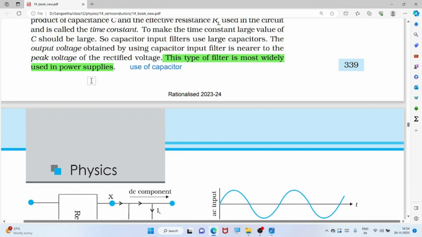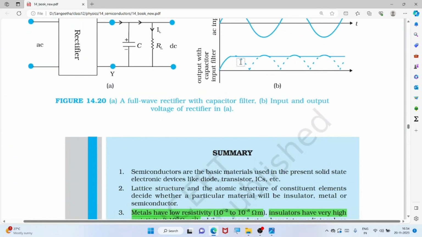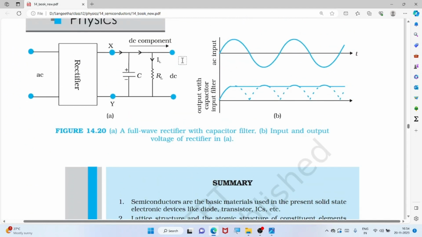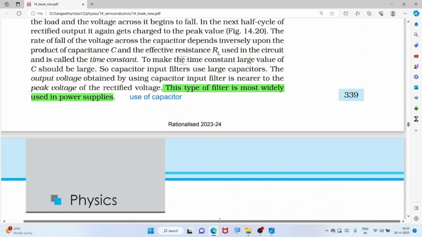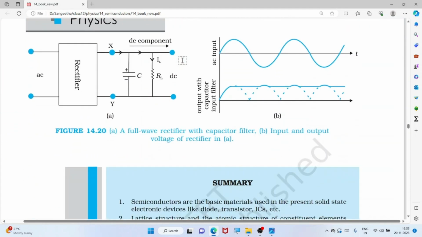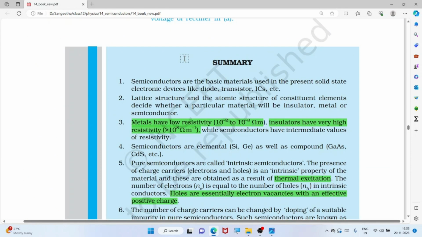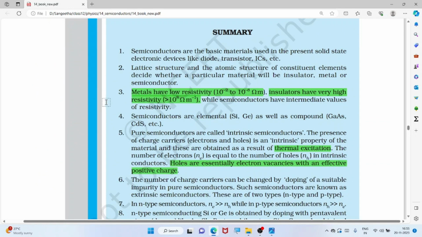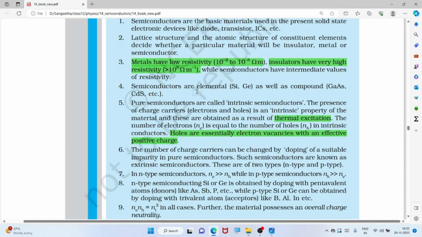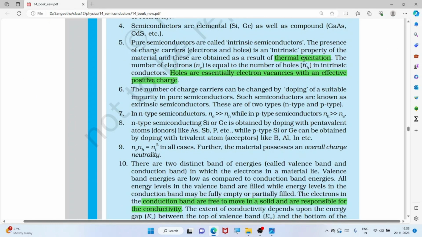So we can use a capacitor to smoothen the output voltage. See, when you use the capacitor, it will become like this. Not many fluctuations will be there in the output voltage. These things we have already seen above.